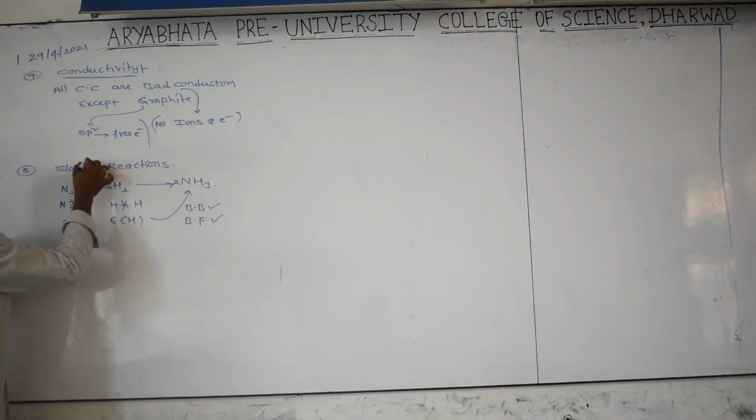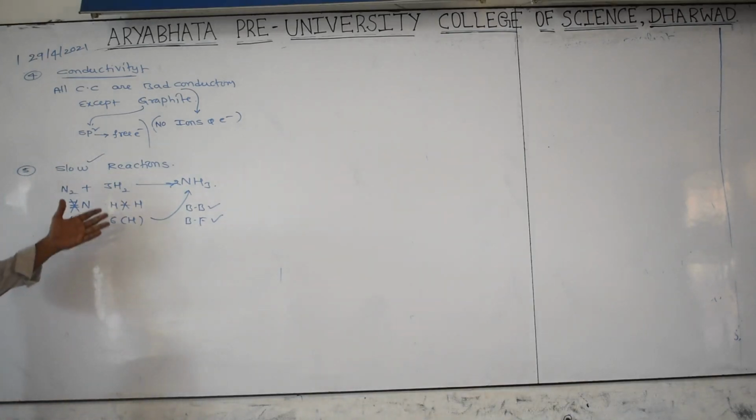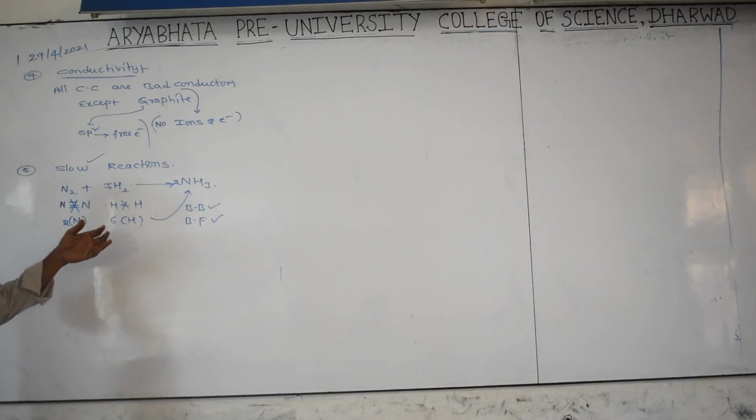That's why covalent reactions are slow reactions. So in all covalent reactions, the chemicals have to break down into atoms, then they are recombined together and converted into products.